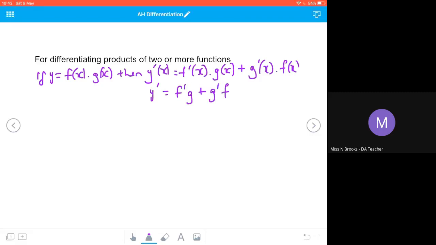Then if we want to look at it in Leibniz notation, if we've got y equals u v, then dy by dx, or the derivative of y with respect to x, is going to equal the derivative of the first function with respect to x, so du by dx, multiplied by the second function, added on to the derivative of the second function, so dv by dx, multiplied by u. So we're going to apply each of these notations in 3 examples.